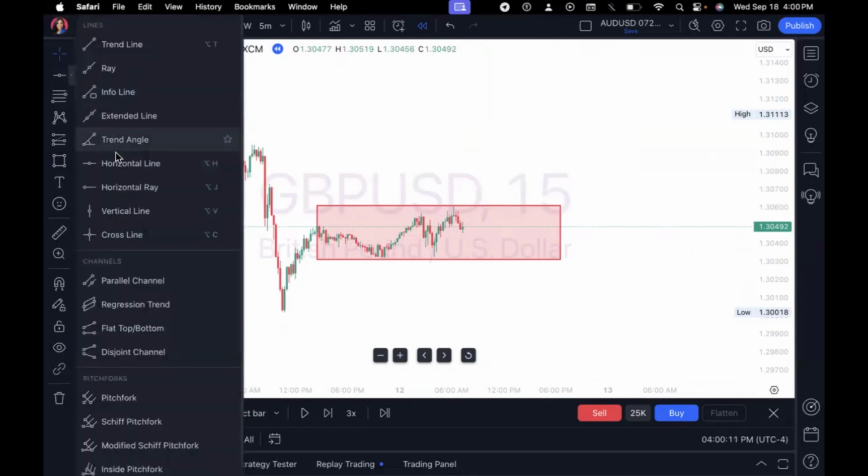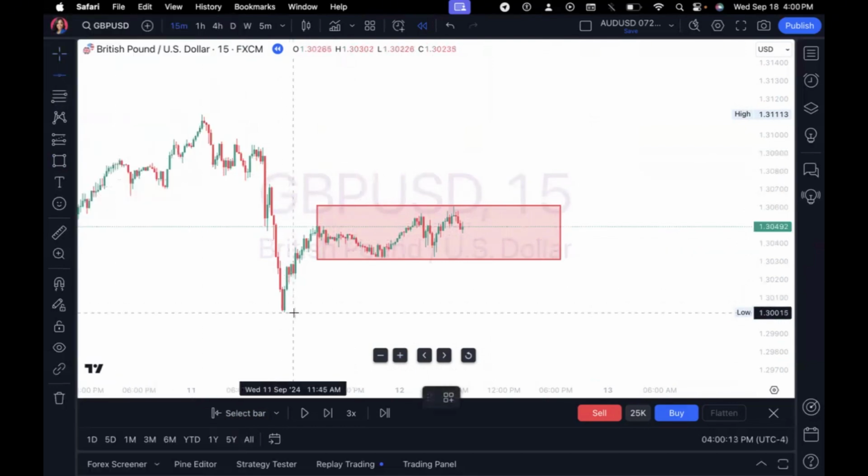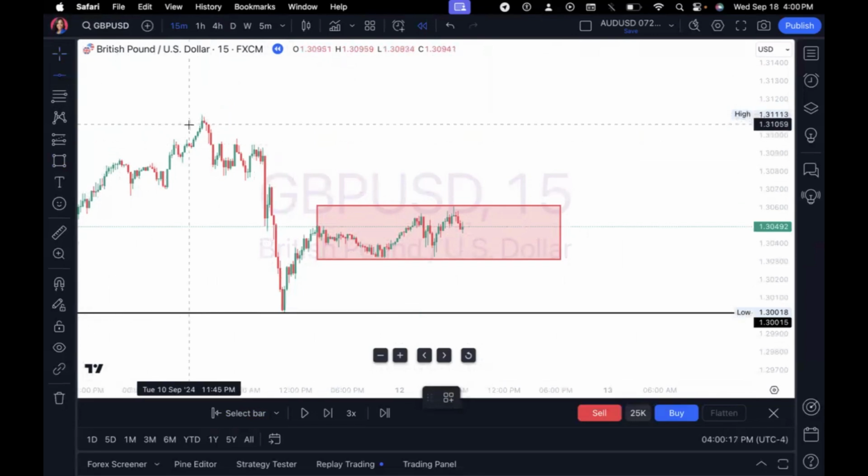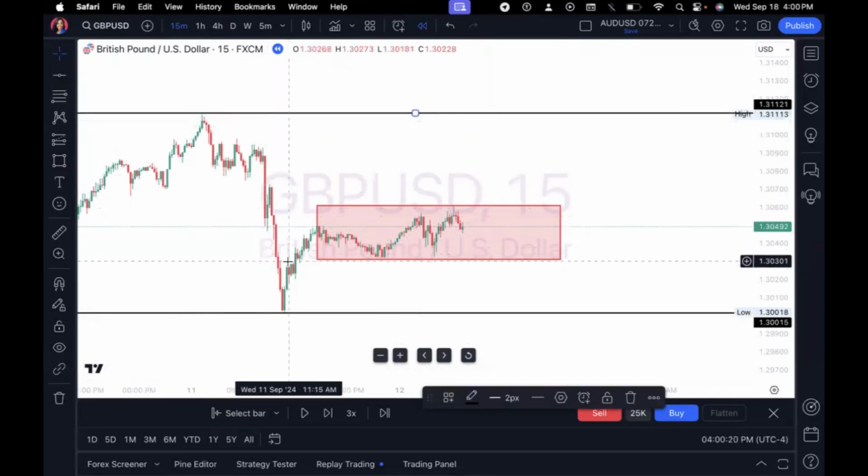Again, you can use your free tools over here. Let's get a horizontal line. We're going to use that as our potential take profit for a sell. And we're going to use a previous high as our potential for a buy.